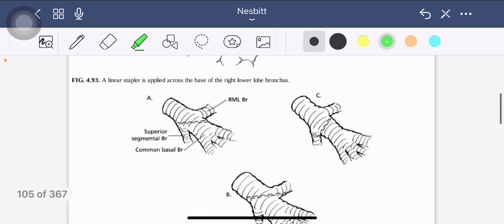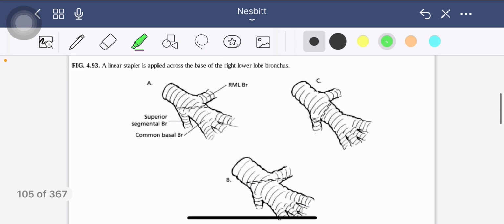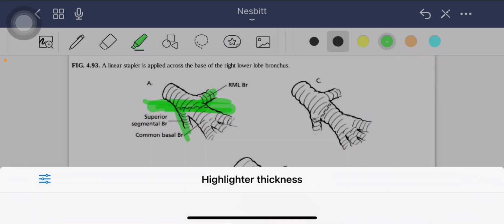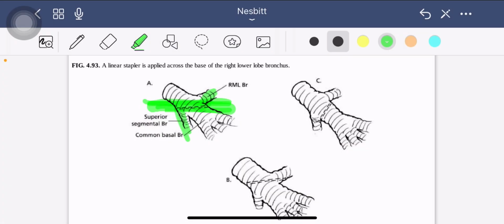So this is a linear stapler which is applied across the base of the right lower lobe bronchus. This is the middle lobe bronchus and this is the bronchus intermedius. So the right middle lobe bronchus, the superior segmental bronchus. So the staple firing is done.